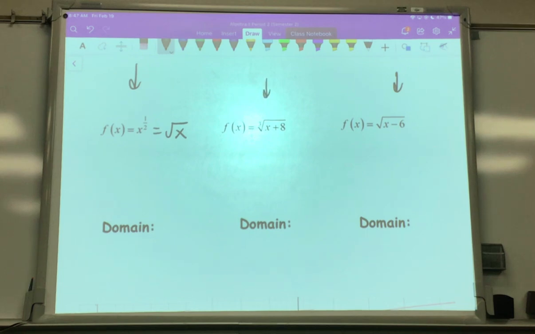Will this have a restriction? No. It's an odd index, right? So in this case, x is the element of all real.